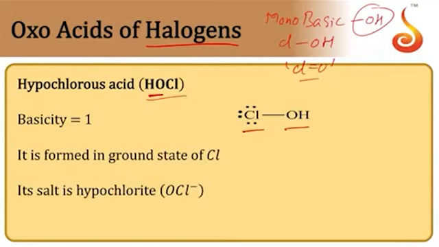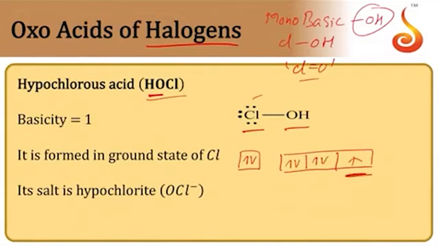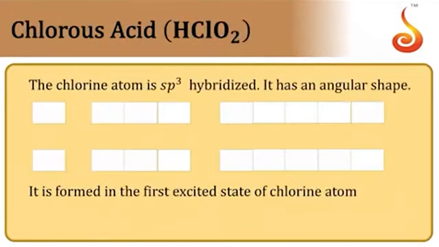Now when it comes to in which state it is being formed, chlorine has ns2 np5 configuration, that is 3s2 3p5. So 3s2, 2 electrons here, and 3p5, 4 and 1 we have. So in the ground state, chlorine has one unpaired electron. So it can form only one bond. Therefore, hypochlorous acid is formed in the ground state of chlorine. And OCl minus ions are called hypochlorite ions.